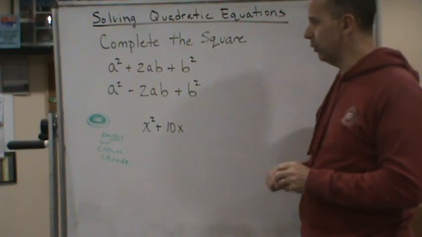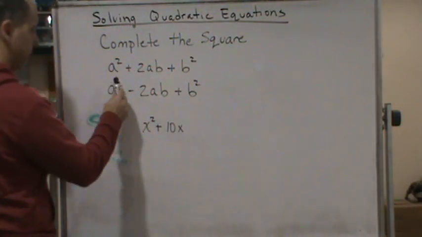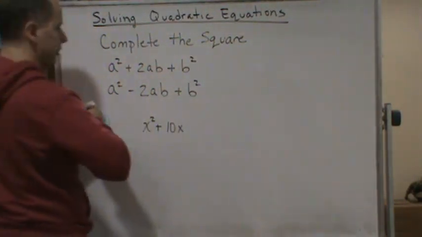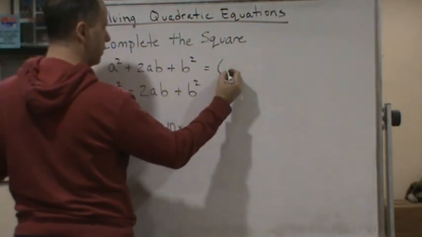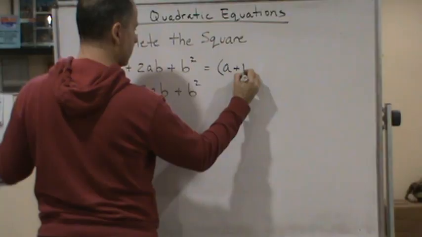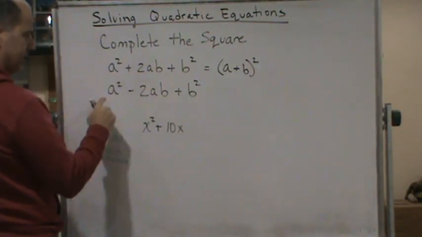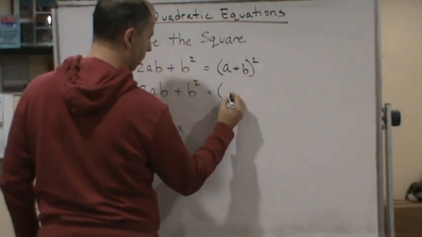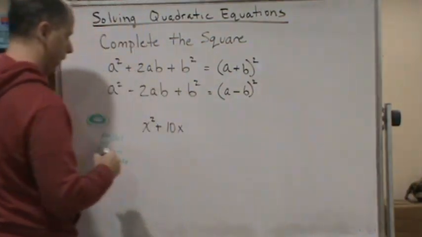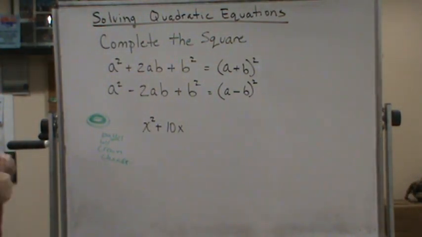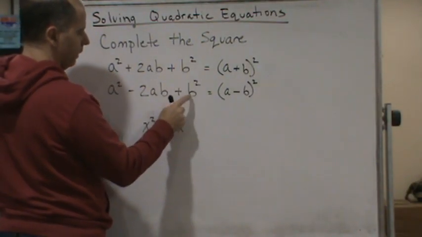So as a little review, remember that these are special forms. Whenever we have this form, then we know that this is a perfect square trinomial, and this would factor into a plus b quantity squared. And if we have the negative sign but it has the same form, this would factor into a minus b quantity squared.